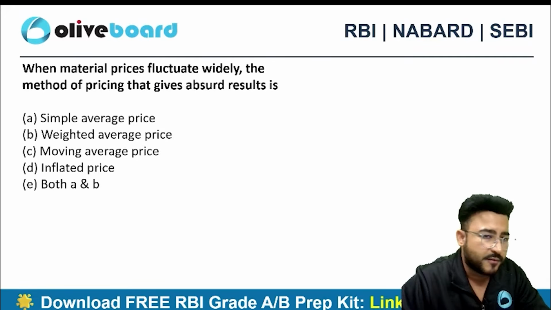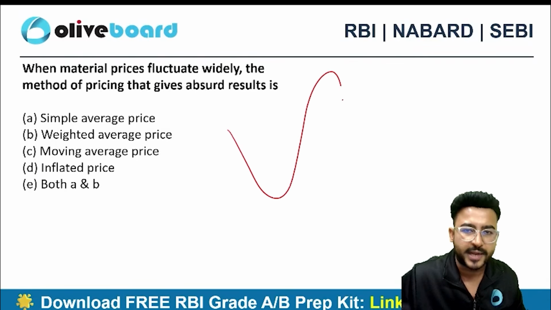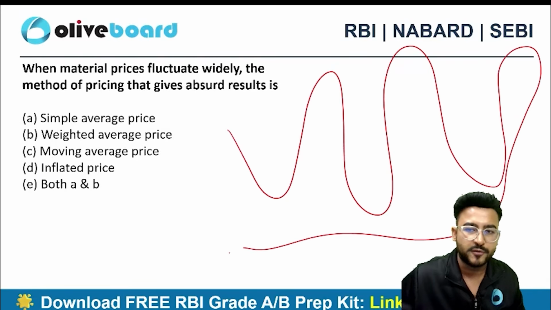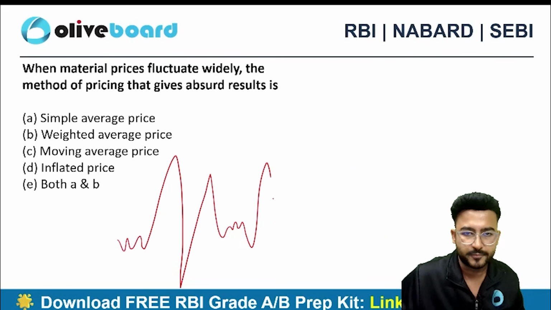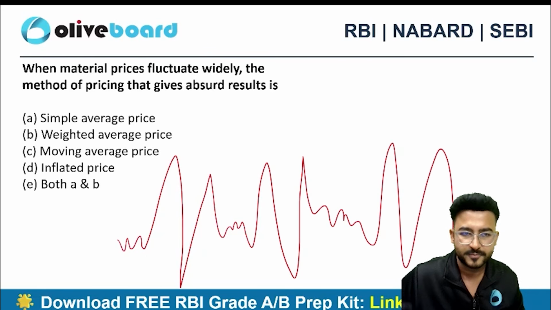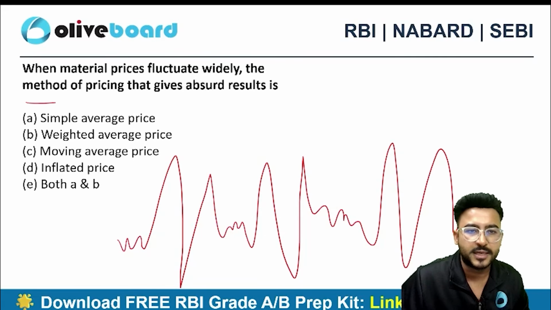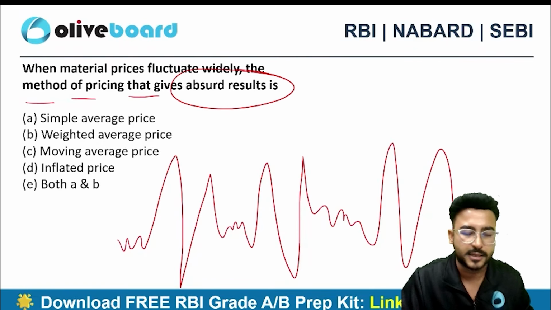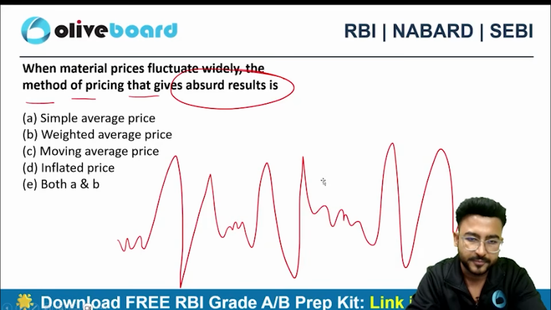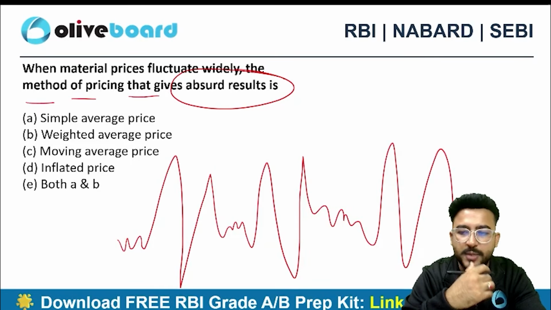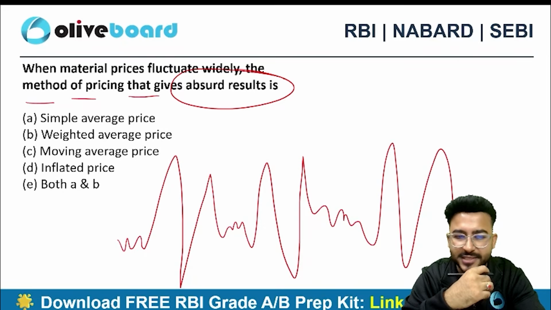Next one. When material price fluctuates widely, there is a high amount of fluctuation, right? The method of pricing that gives absurd, unclear results. Which is the one? Any idea? It's about averages.